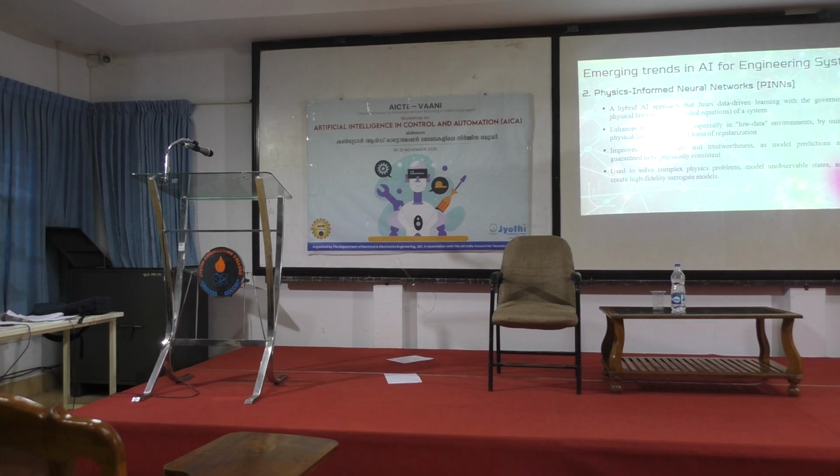Then physics informed neural networks. That is a hybrid AI approach that uses data driven learning with differential equations. All the differential equations are based on physical laws: for electrical systems Kirchhoff's law, for chemical systems the mass balance equation, for mechanical systems Newton's law. Based on that, we develop the differential equation. Along with that, we combine the AI. Okay, that is called the physics informed neural network. So whenever the data is not available from the sensor and we are not able to measure it, we can directly use artificial intelligence to estimate the data. That is a physics informed neural network.